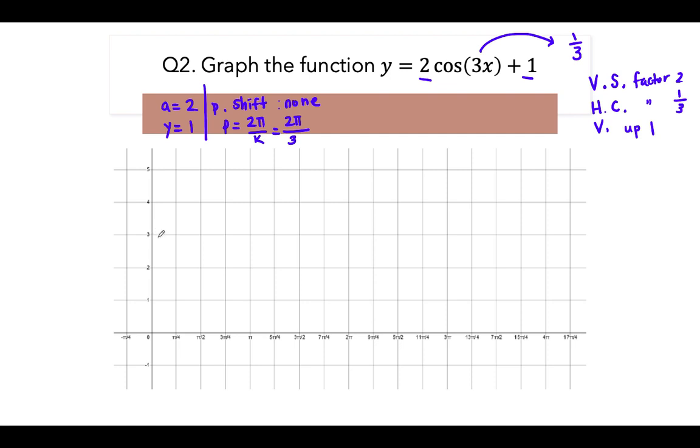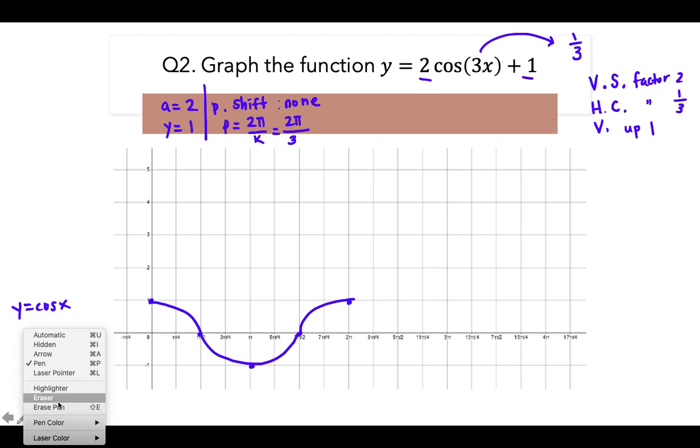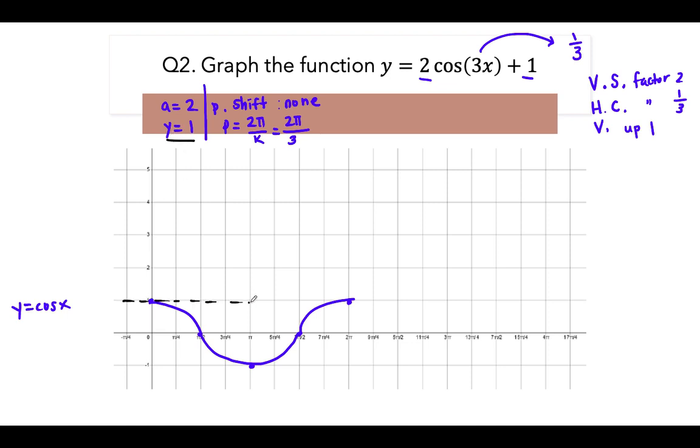Okay, so let's do the original graph for cosine. So again, cosine is 1, 1, 0, pi is 1, and this one. So this is my y is equal to cosine x. In this example, I only need to have 2 graphs because there's no phase shift. Again, first things first, let's label your equation of axis. So equation of axis is at 1. I'm going to draw a dashed line at 1.